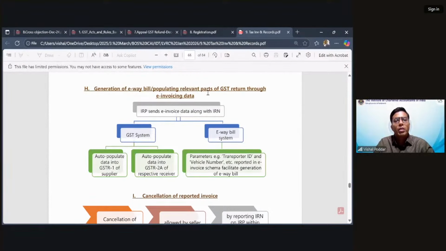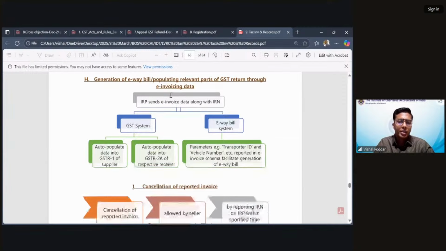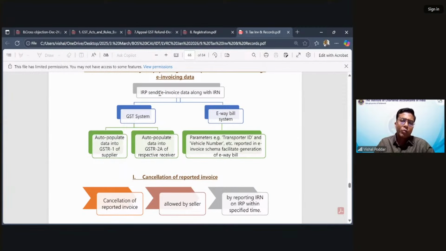Generation of e-way bill, populating relevant parts of GST returns, etc. So once all the procedure of registering your invoice details is done, this portal will send the e-invoice data along with the IRN. It is giving it to you, plus it is given to the GST system. When it is given to the GST system, the system auto populates the details in your GSTR1, and through your GSTR1, it auto populates the details in GSTR2A of the receiver. So this is the first thing that the IRP, the invoice registration portal, does.